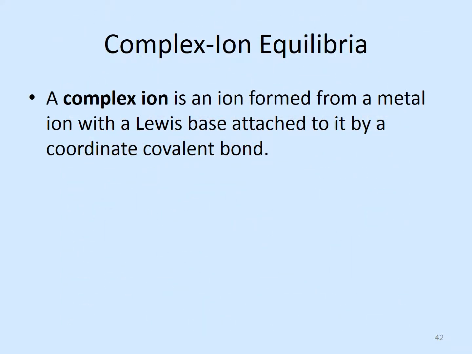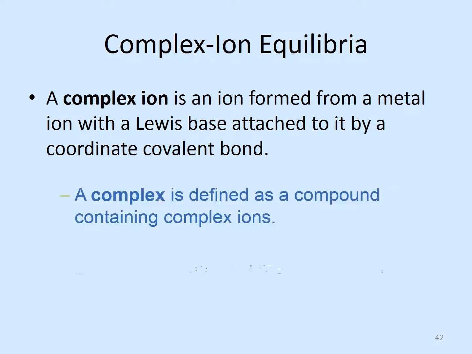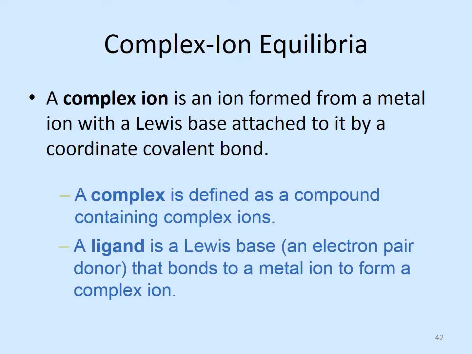So again, the complex ion is an ion formed from a metal ion with a Lewis base. So things like water, OH, or NH3 can attach, and they form this sort of coordinate covalent bond. So a complex is a compound that has complex ions.